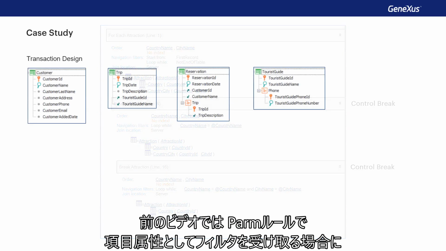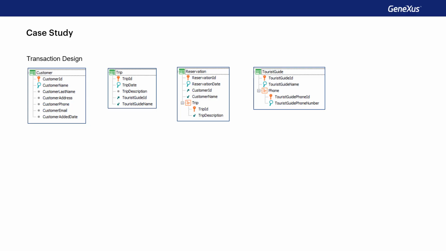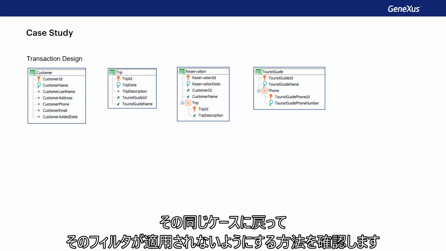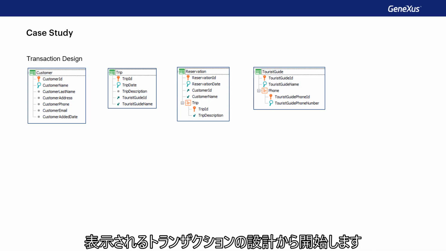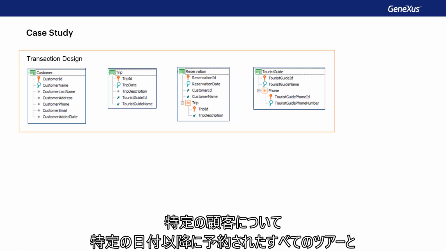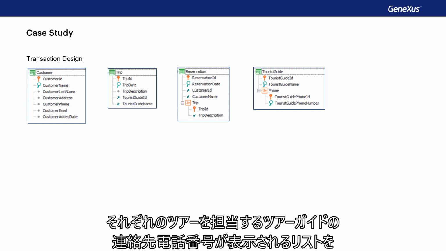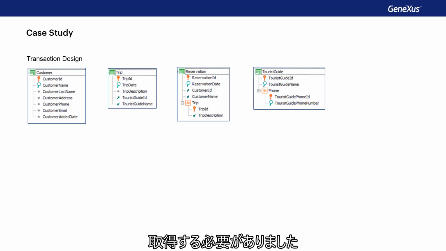In a previous video, we analyzed a case study to determine how GeneXus applies filters when they're received as an attribute in the parm rule. Going back to that same case, we'll see how to prevent that filter from being applied. We then start from the design of transactions design that's displayed, and we needed to obtain a list showing, for a given client, and from a given date, all the tours he's booked, and for each of them, the contact phone numbers of the tour guide in charge.